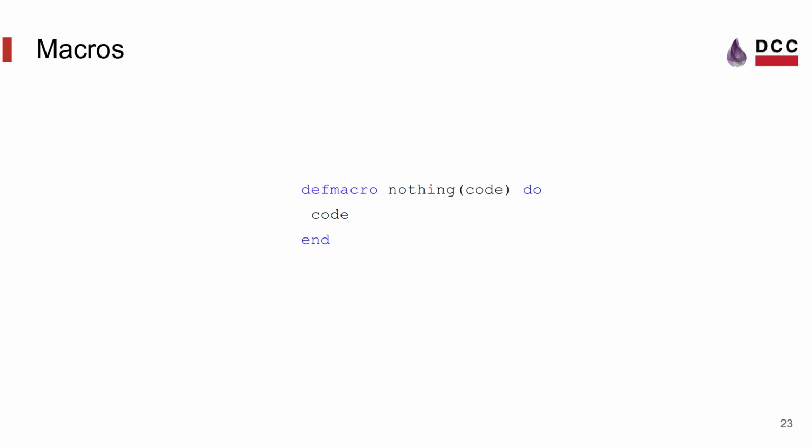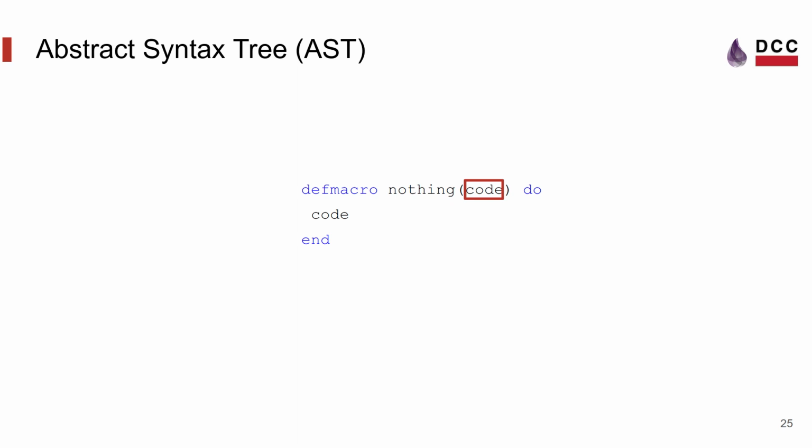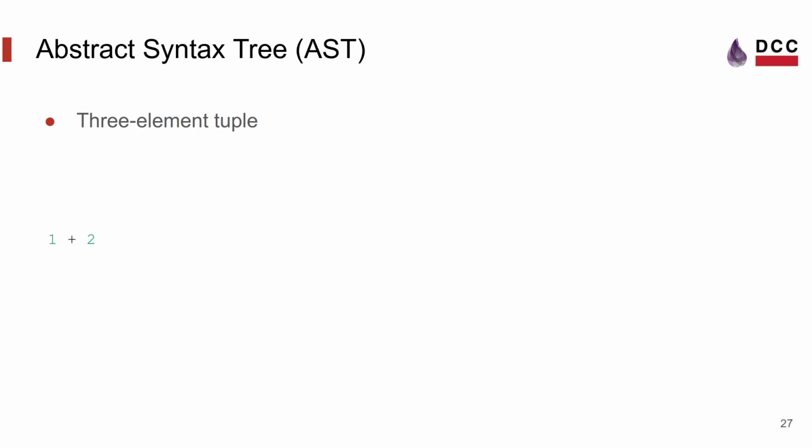And the natural question that arises here is, what is the structure of this variable code that I'm receiving here? Is this a string? And how can I manipulate it? So what a macro receives is actually called an abstract syntax tree, or AST for short. The way that we represent code in Elixir through an AST is very simple. Every expression breaks down to a 3-element tuple. The expression 1 plus 2, for example, would be represented as this in the AST.